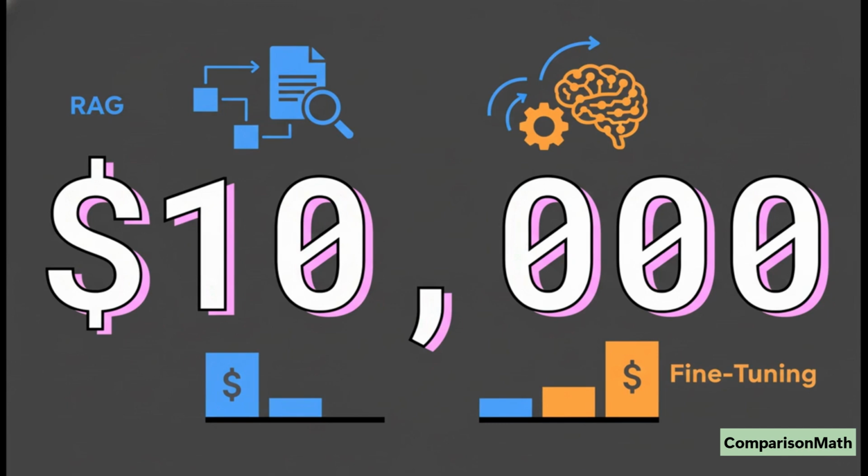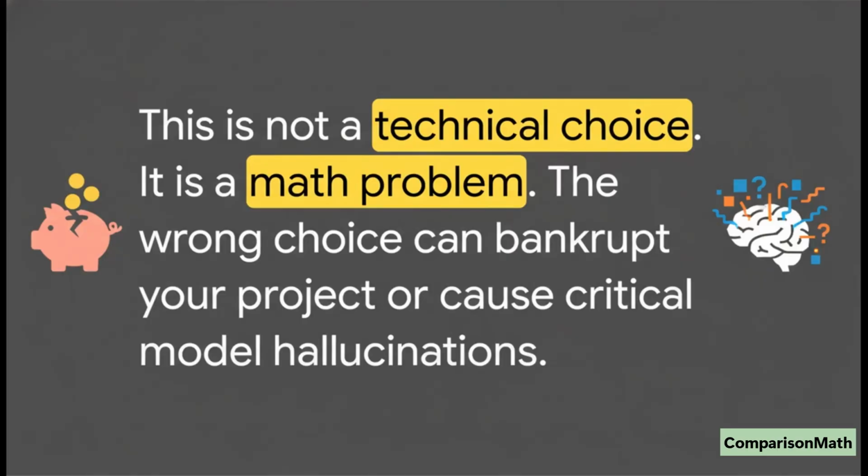The amount of money you need up front for one of these paths can literally eat up your entire project budget right from the get-go. Now, here's where a lot of teams go wrong. They look at this as just a technical choice, but that is a huge mistake. This isn't about tech. It's a math problem. And if you get the math wrong, you could bankrupt your project with costs you never saw coming, or even worse, end up with critical failures like the model just making things up.